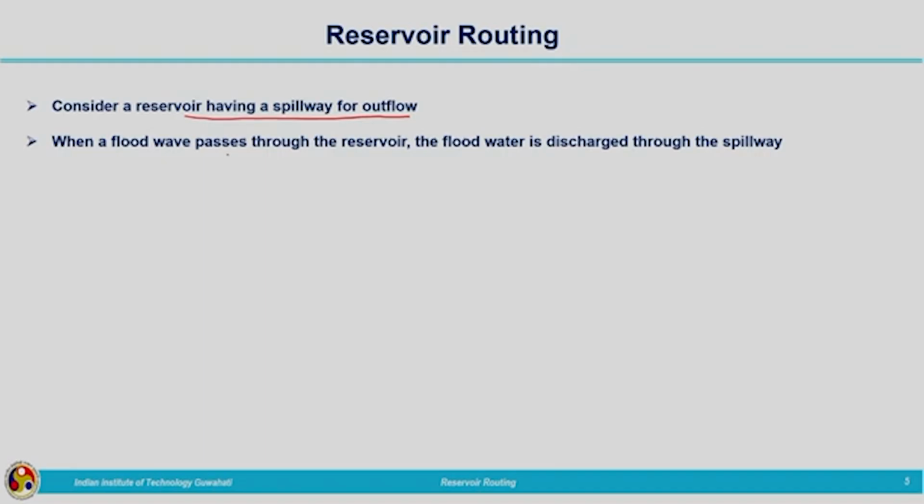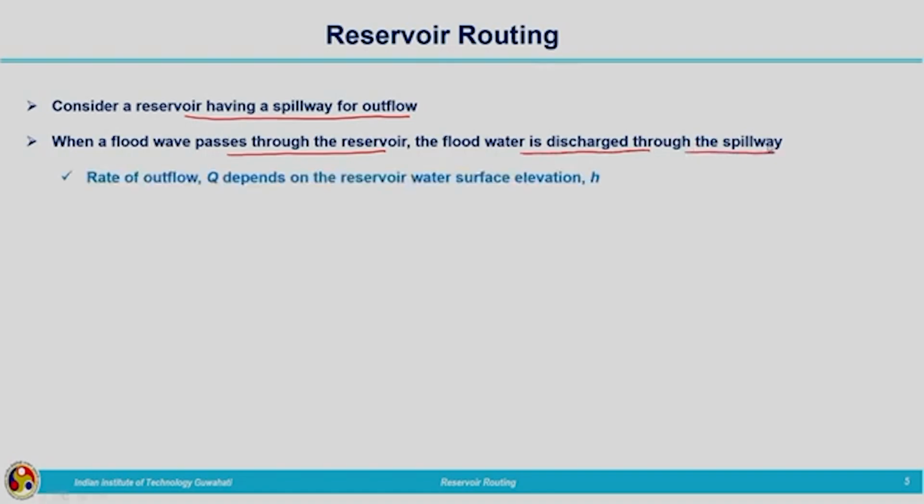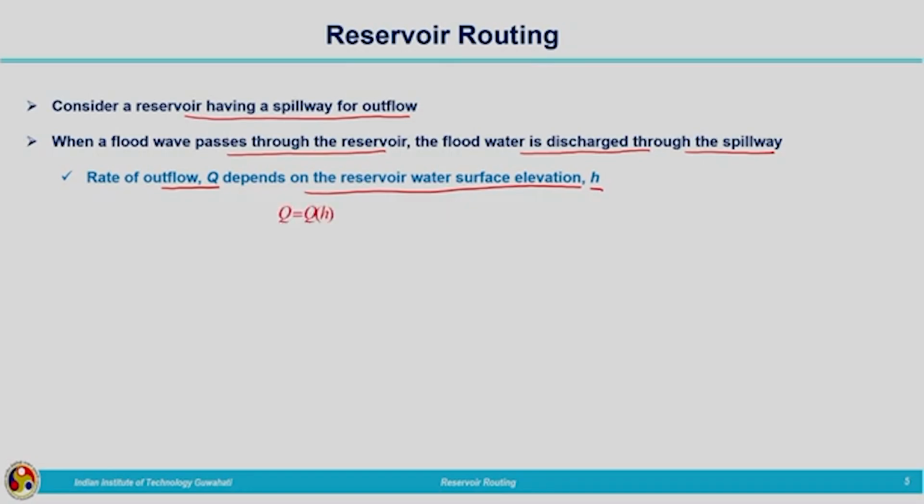When a flood wave passes through the reservoir, the flood water is discharged through the spillway. The rate of outflow Q depends on the reservoir water surface elevation H. In the reservoir, we have a certain level of water. So, how much water is released over the spillway depends on the head provided by the water present in the reservoir. So, we can write Q as a function of H.